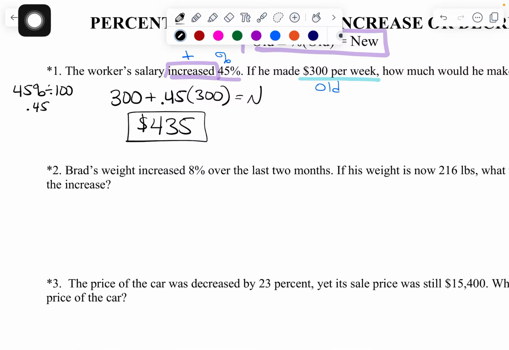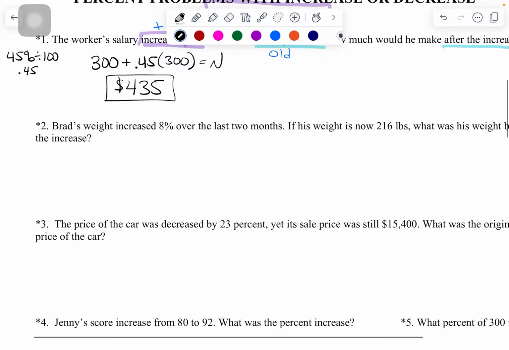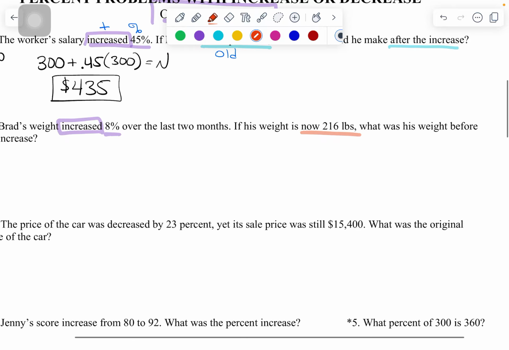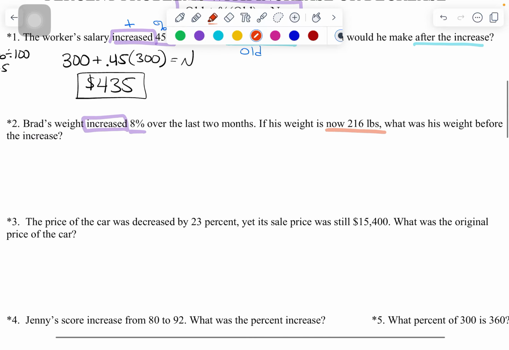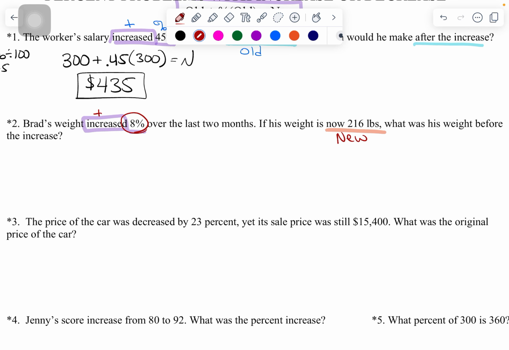All right, so Brad here has had a weight increase. I'm going to go through and start just highlighting things. So increase 8%. All right, if his weight is now 216 pounds, what was his weight before the increase? So let's see what we know. We know that the increase is going to be add. 8% is what we have for percentage. And then this is the new. We're looking for the old for Brad here.